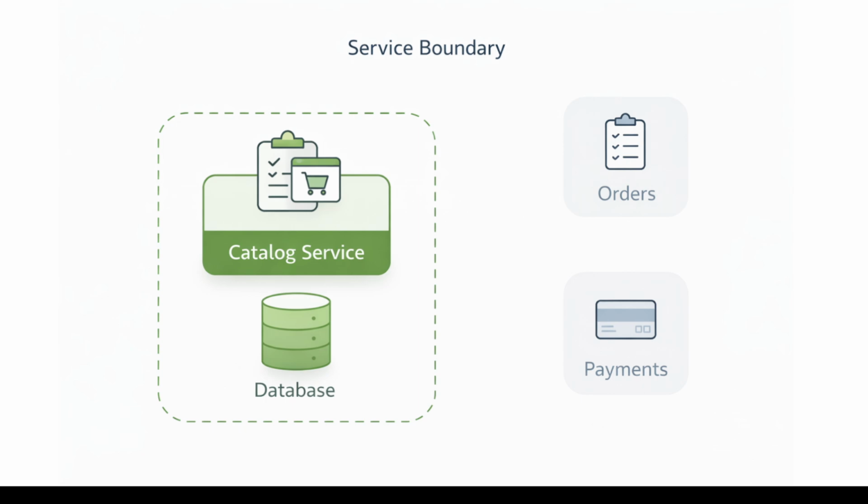Let's quickly restate the boundary. The catalog service owns product data, exposes product related APIs, and does not care about orders or payments. This is clarity, and it prevents future coupling.